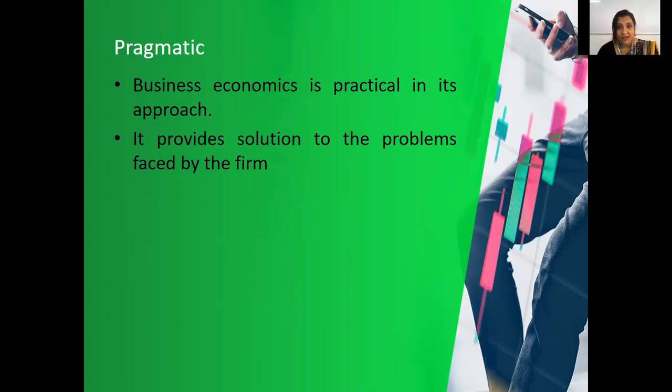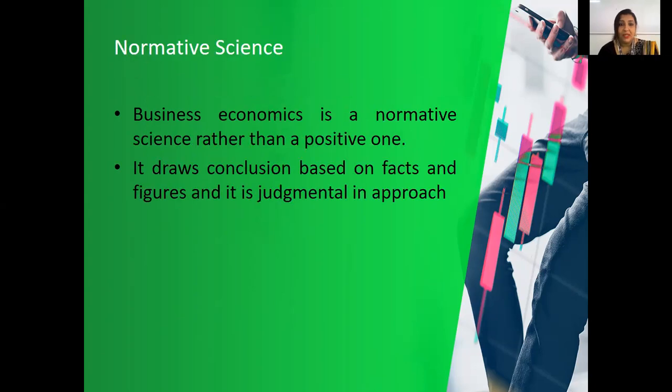Business economics is pragmatic. What is the word meaning of pragmatic? It's practical. So obviously from the definition itself, we already understood that it's the integration of economic theory with business practices in order to find out practical solutions for the business problems and to facilitate decision making and forward planning. So business economics is practical in its approach, hence it is pragmatic in nature. It's a normative science. So what is normative science? Business economics is a normative science rather than a positive one. Normative science means it draws conclusions based on facts and figures, and it is judgmental in approach.